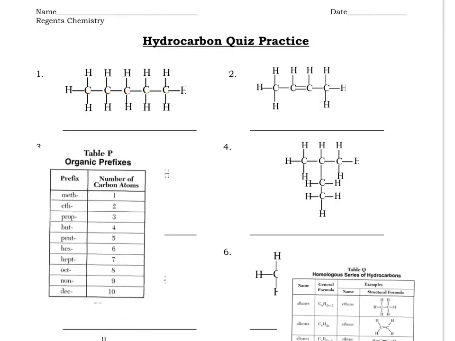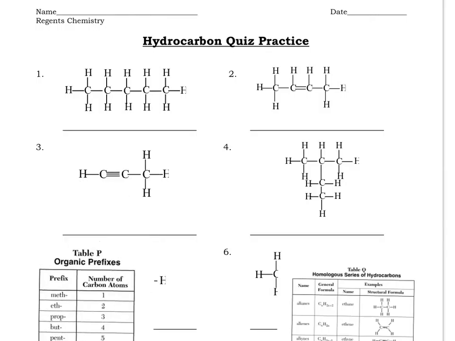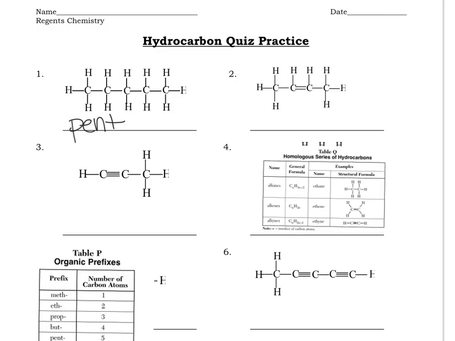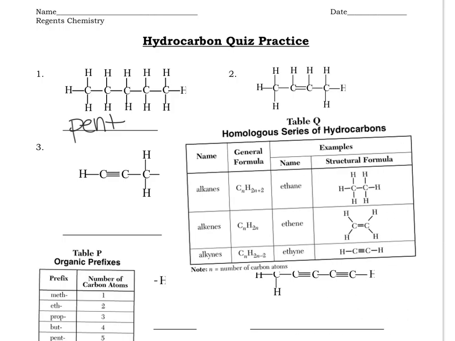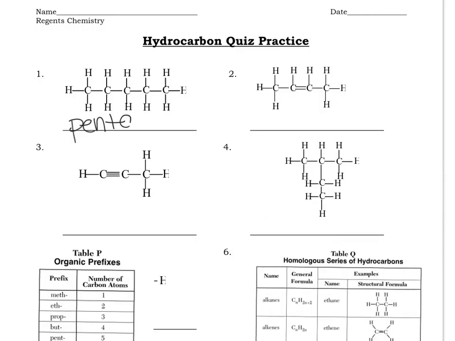And when I look in table P, I see that 5 carbons means I'm going to use the prefix pent. So I'm going to go ahead and put pent down. And then I already noted that all of the bonds between my carbons are single bonds. So the homologous series that includes all single bonds is the alkanes. So the ending on that name is going to be ANE. So that is simply pentane.